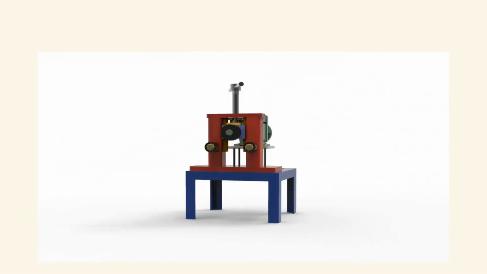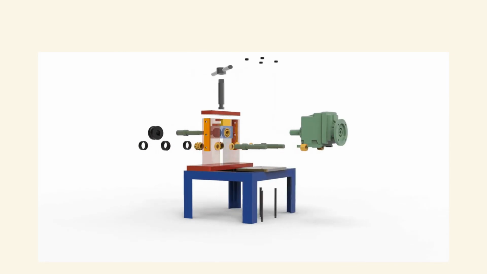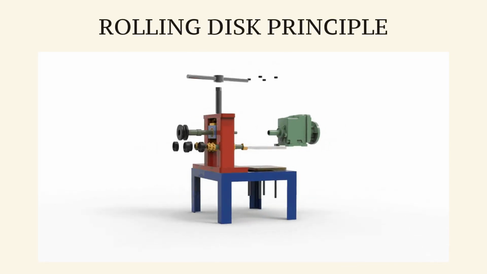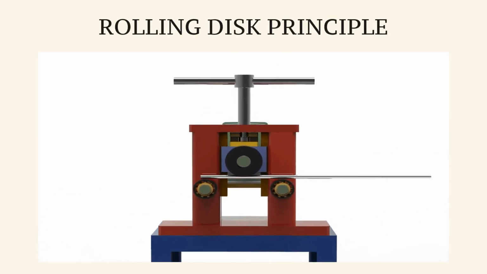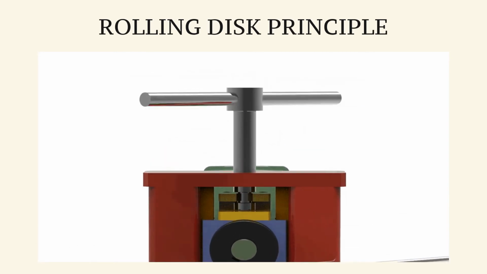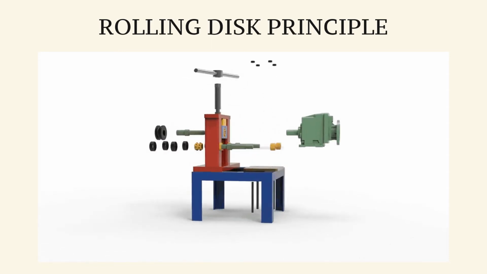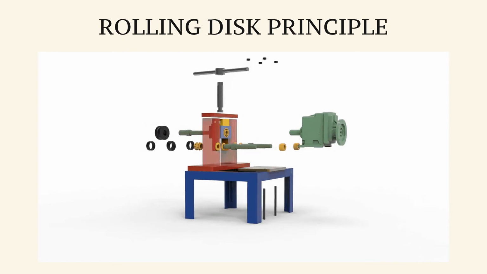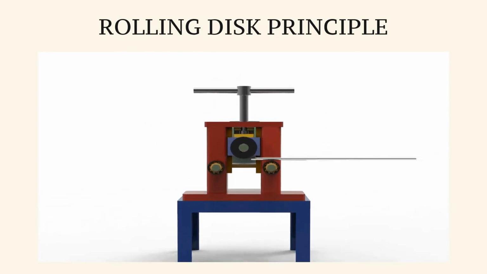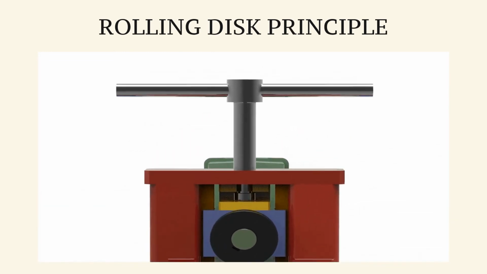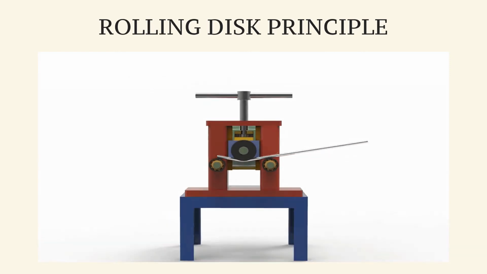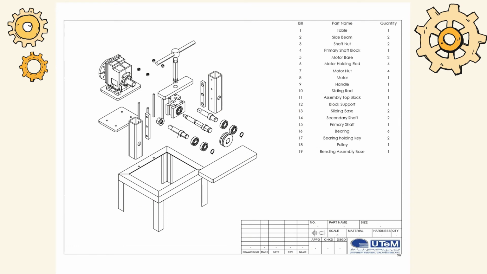This is the prototype design of a rotary linear actuator based on the rolling disc principle of a roller bender. It has the electrical motor and mechanical mechanism to define the concept of rotary to linear conversion. The CAD modeling of the bending machine is built using SolidWorks. This is the mechanical parts of the bending machine.